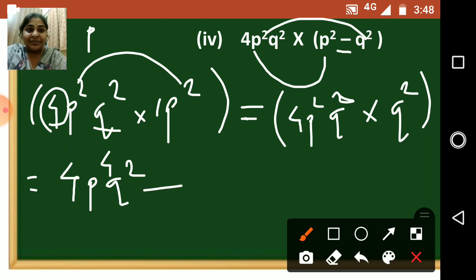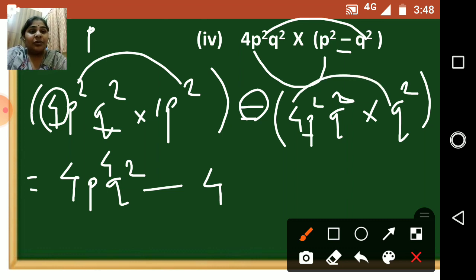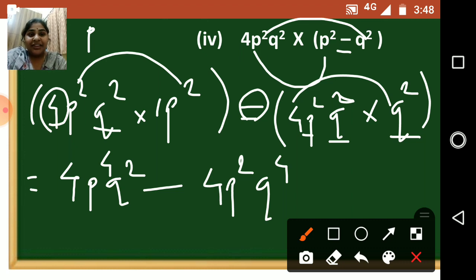minus 4 ones are 4. Here again coefficient we have multiplied. p square as it is. q square will be q raised to 4. So this is the solution, children. That is 4p raised to 4 q square minus 4p square q raised to 4.